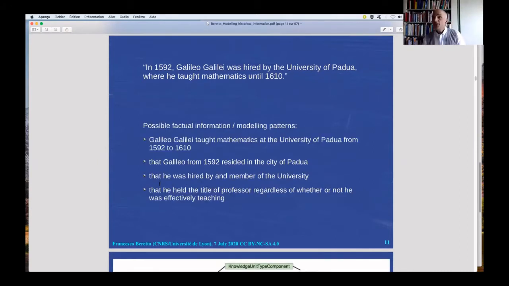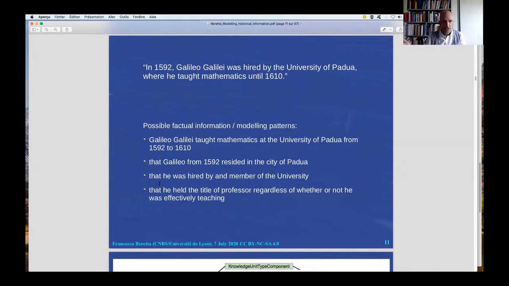Then take the same sentence and let's see what you can take out of this sentence. Possible factual information: that Galileo taught mathematics. You could deduce that he was also living in Padua, because it's difficult to teach and not be there at that time. You can also take out the information that he was a member of the university, although not in Italy, a university system not different from that in France. And then that he had the professor title.